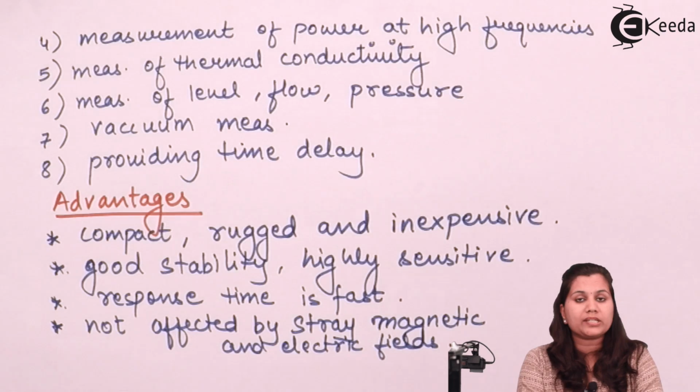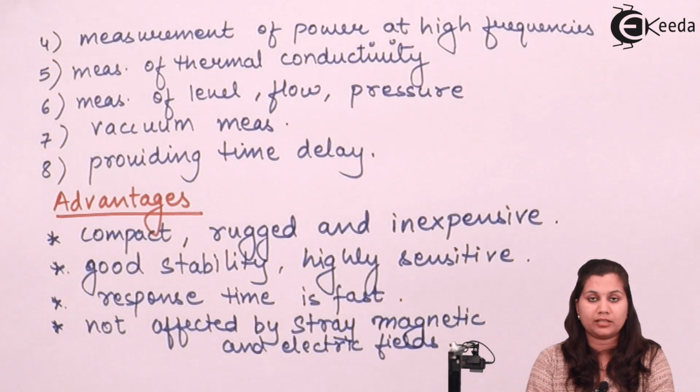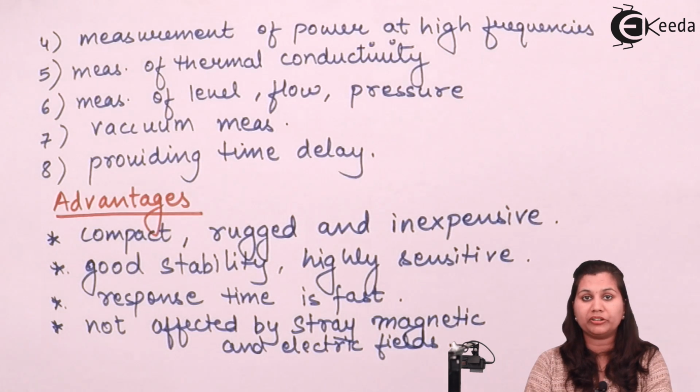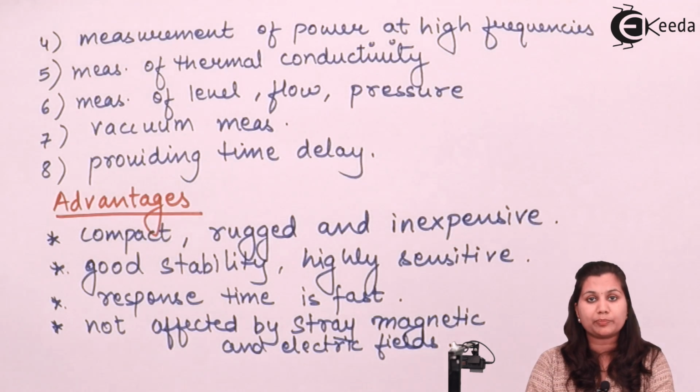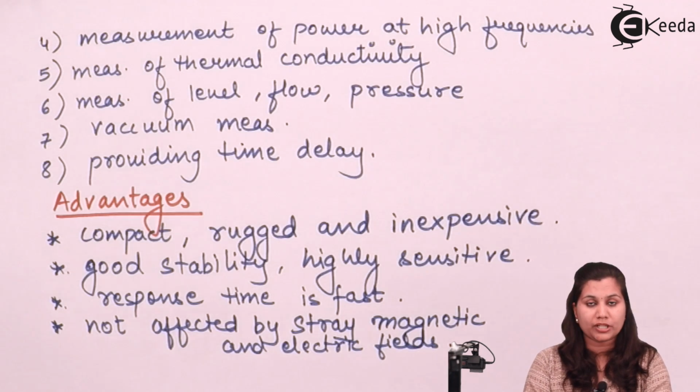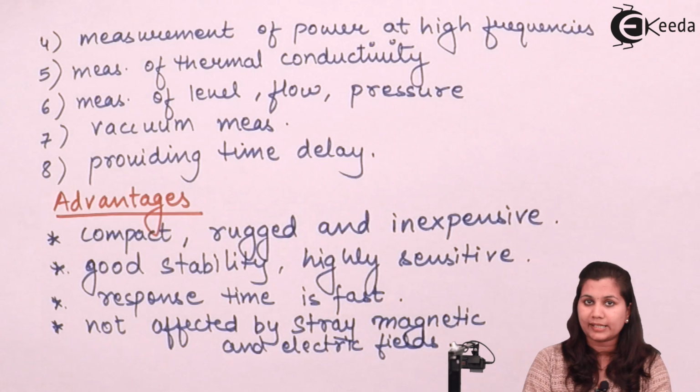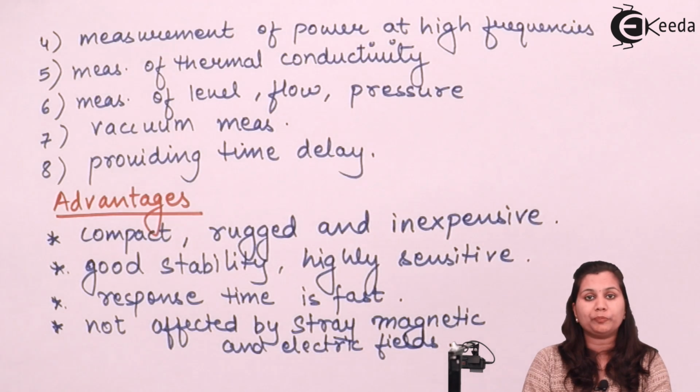So in this video we studied about thermistors, which are a special type of resistors known as thermal resistors. We studied its principle of working, its construction, that is, in what type of shapes the thermistors come. Then we saw the characteristics of the thermistors and then its applications, advantages and disadvantages. So I hope that this topic is now clear to you. Thank you.